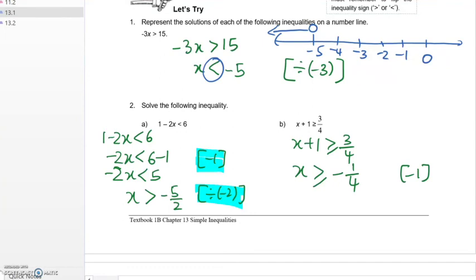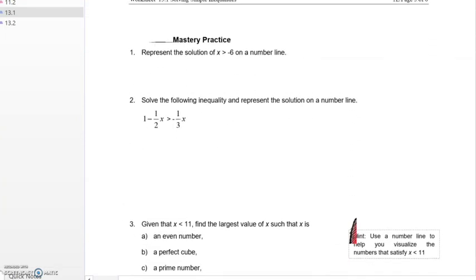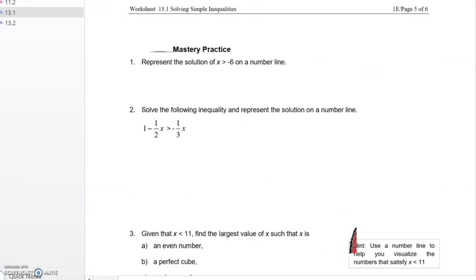Okay, so now let's move on to the next page. And again, try out the mastery practice yourself first before looking at my solutions. So press pause on the video. Once you're ready, press play.